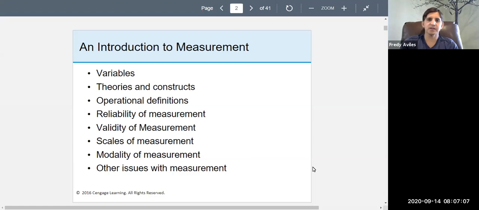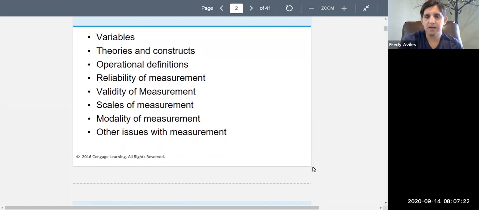We're going to talk about variables, what they are, and how we measure them. We're going to talk about theories and constructs, which are important, right? That we know about those things so we can properly measure things, and operational definitions, which are related to theories and constructs. We're going to talk about reliability of measurement.